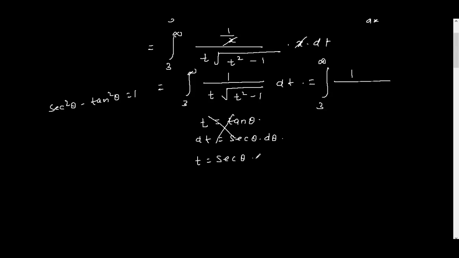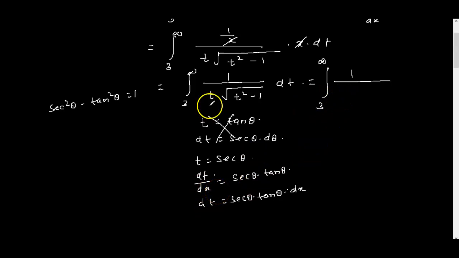Okay, so sec theta, dt by dx. Sec theta is equal to, what is the formula? Differentiation of sec theta is sec theta into tan theta, right? So dt is equal to sec theta into tan theta dtheta. Any doubt till here? No. I just differentiated here, nothing.